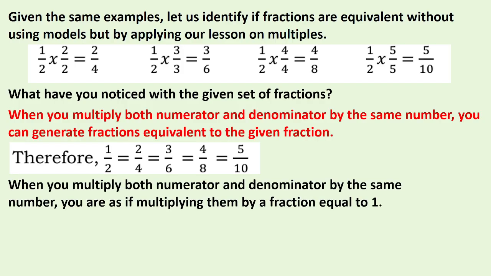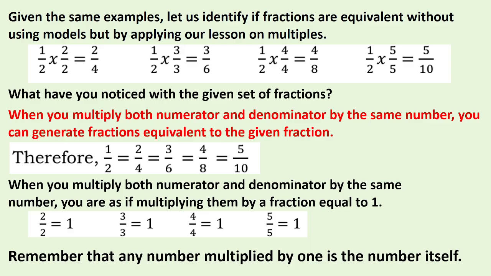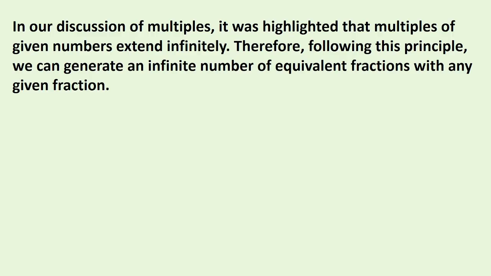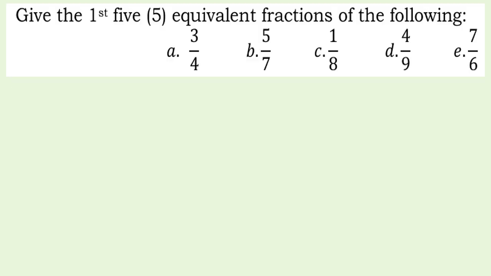When you multiply both numerator and denominator by the same number, it is as if you are multiplying them by a fraction equal to 1. Remember that any number multiplied by 1 is the number itself. Give the first 5 equivalent fractions of the following.